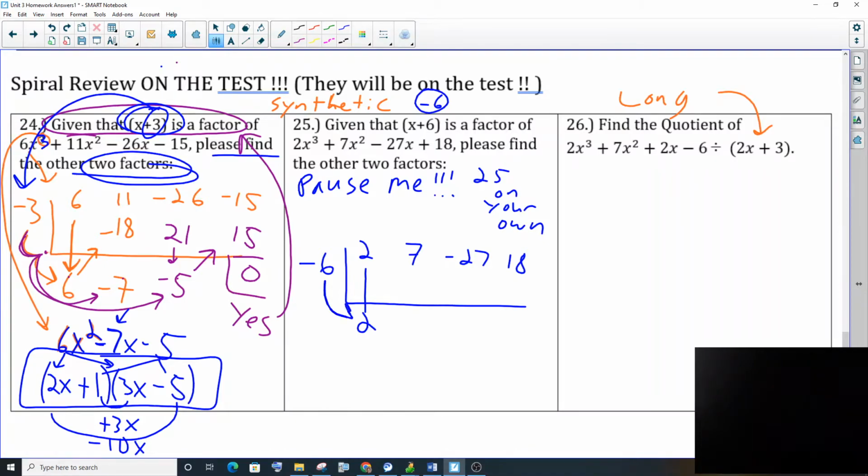Negative 6 times 2 is negative 12. Plus 7 is negative 5. Negative 6 times negative 5 is positive 30. Minus 27 is 3. Negative 6 times 3 is negative 18. Bada bing, bada bang, bada boom.